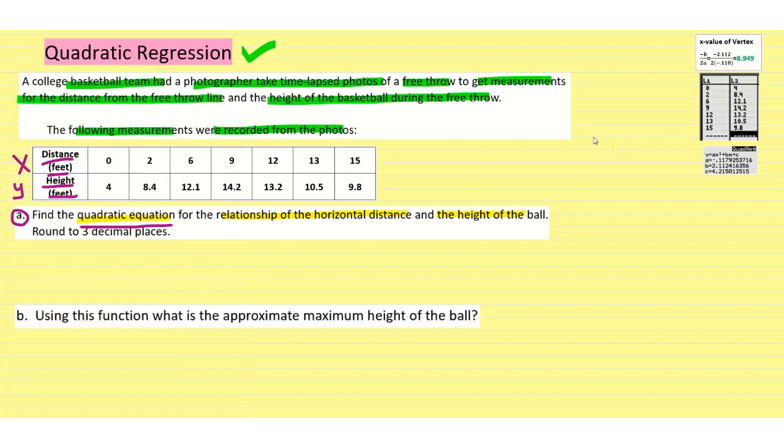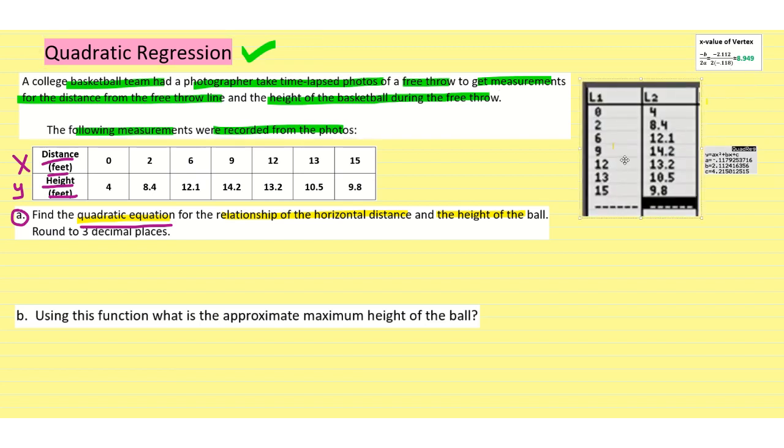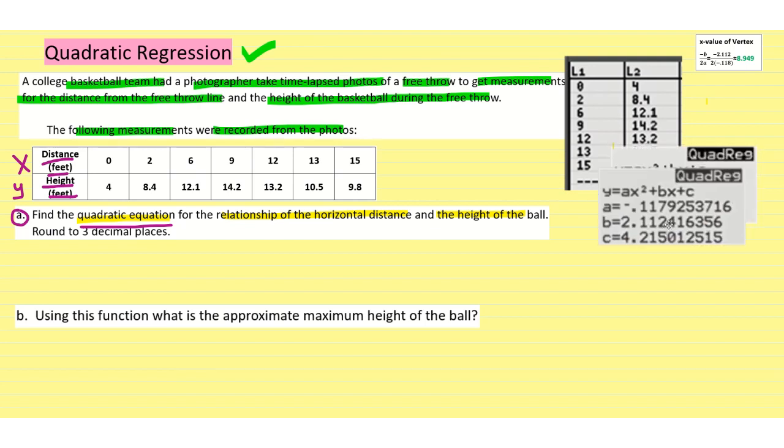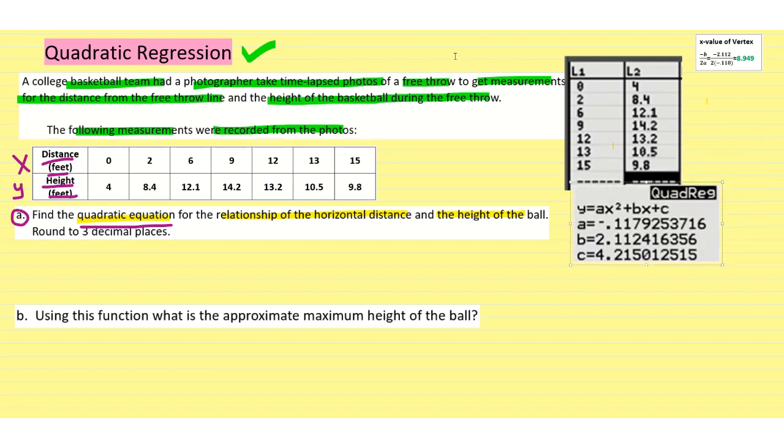Okay, so I've gone ahead and got a copy of what my screens look like on my calculator here. So there's where I put the data in, and here's what it produced. And so it gives us the quadratic of y is equal to the a of negative 0.118. That's what I'm going to put. It says here round to 3 decimal places.